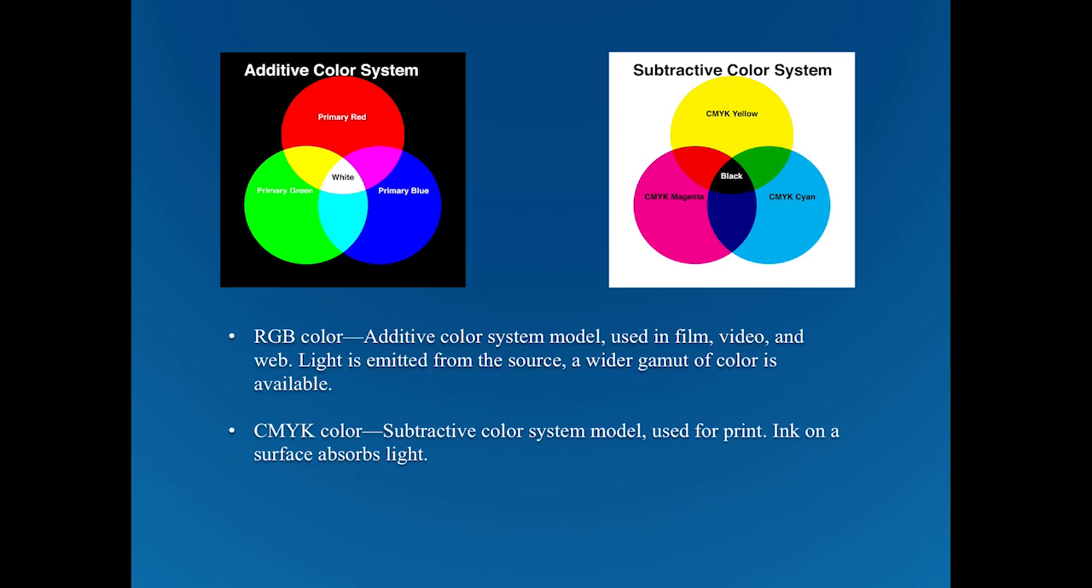RGB color is the additive color system model that is used in film, video, and web. Light is emitted from the source, so a wider gamut of color is available. You get more colors when you're adding more. CMYK color is a subtractive color system model. It's used for print. The ink on the surface absorbs light, so fewer colors are available.